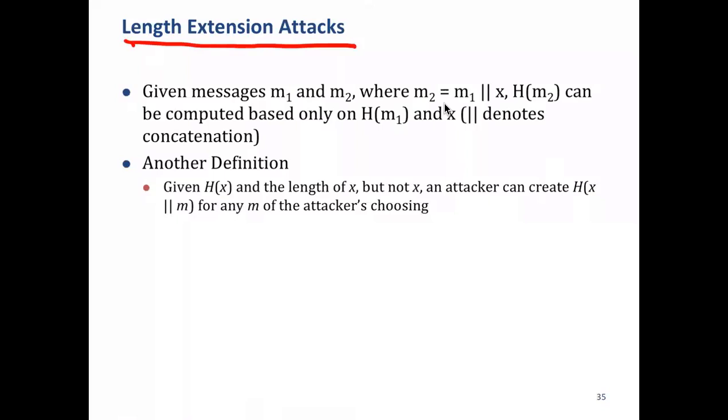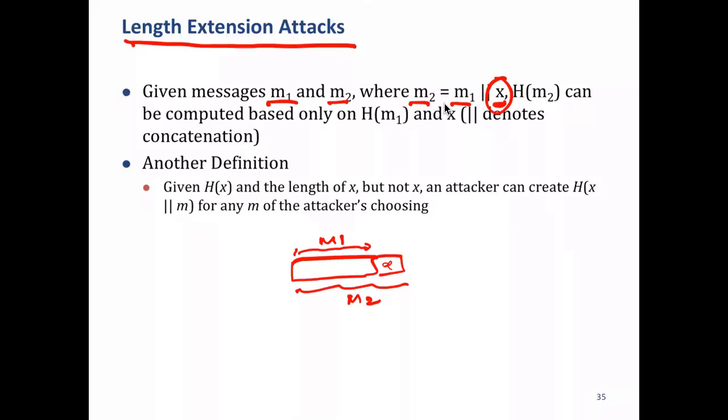Okay, given a message M1 and M2, where M2 is M1 concatenation with some string X. So basically M1 is given. Now M2 is the same as M1 with X concatenated to it. So this is called M2 and this is called M1.